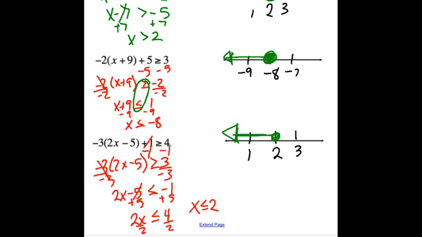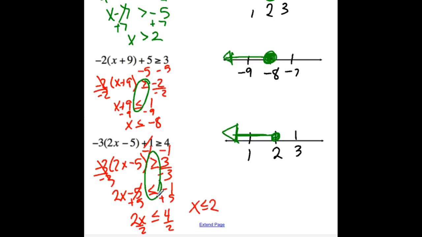Same thing in the second problem, I ended up dividing by a -3 between step 2 and step 3, and so my inequality flipped and I ended up with x is less than or equal to 2. You can always double check your work by plugging in some number that satisfies your final inequality into the original inequality and see if it works.